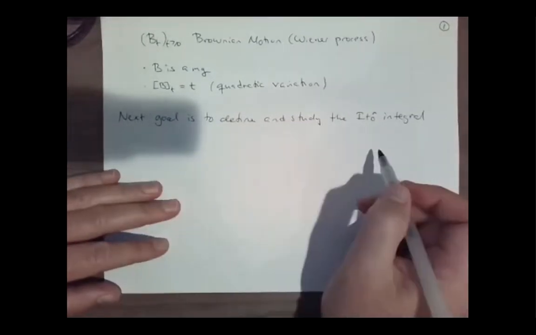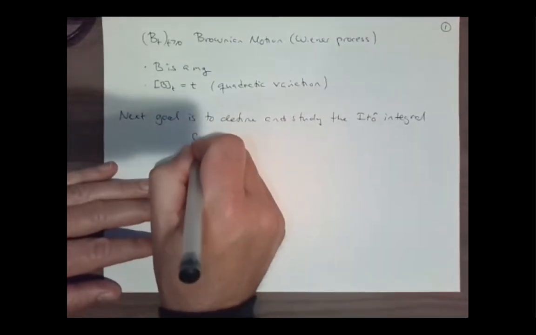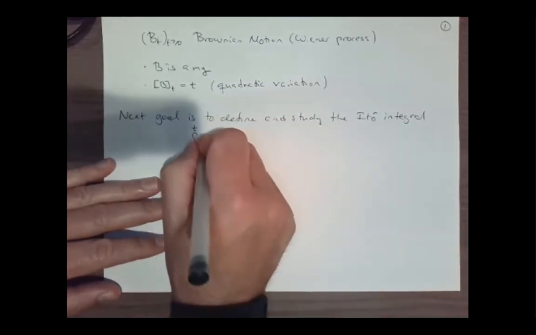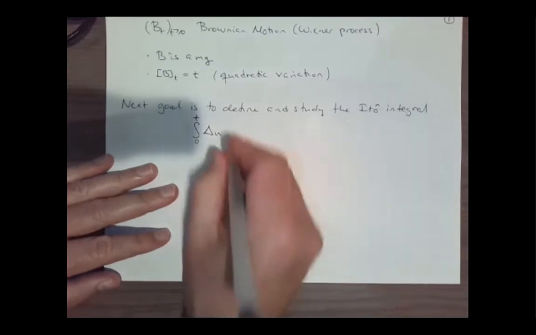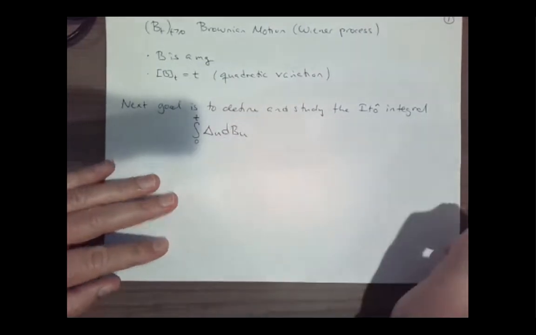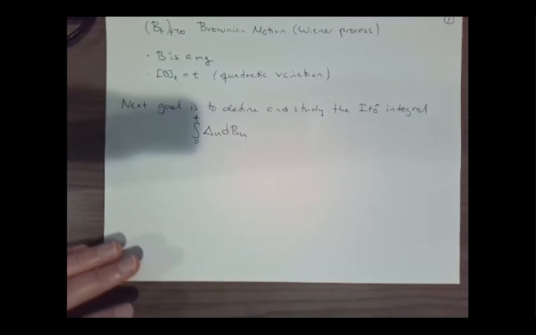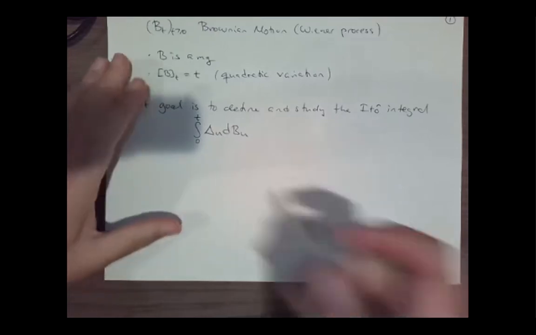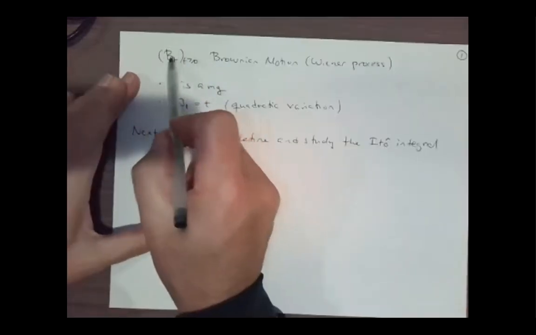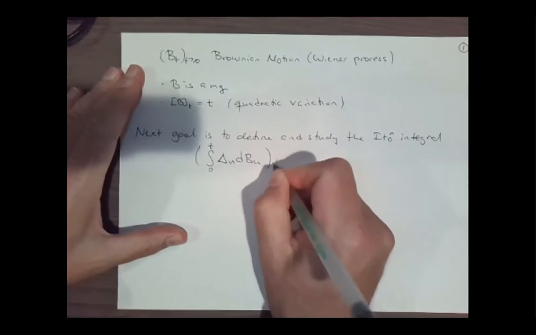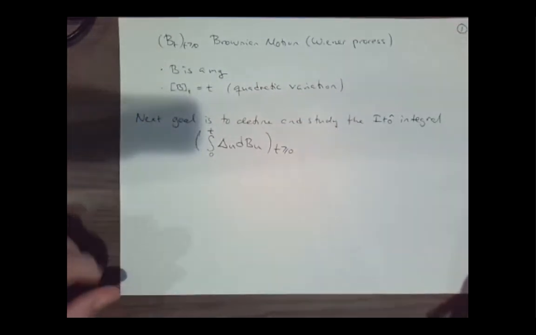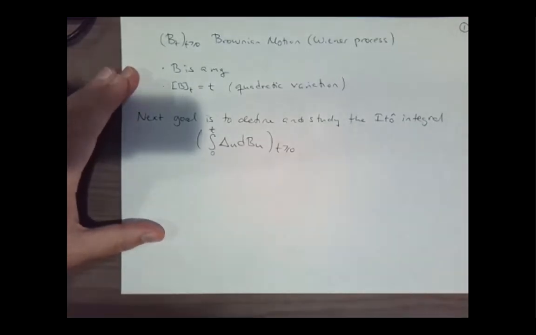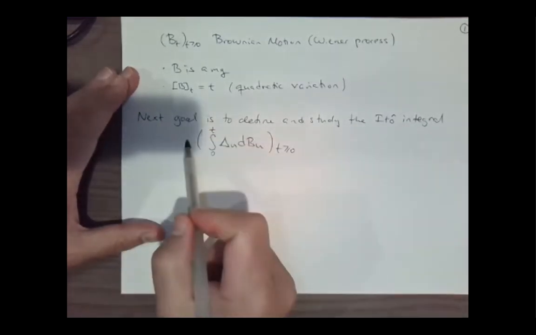Okay, so the next goal is to define the Itô integral. And so we're going to know the Itô integral. This is going to look like this. An integral from 0 to t, then there'll be an integrand, delta, and then there'll be this symbol here, right? And this is a stochastic process, just like B up here is a stochastic process. So we want to define this object here. And we want to study its properties. Right, so we could be interested in, is it a martingale?